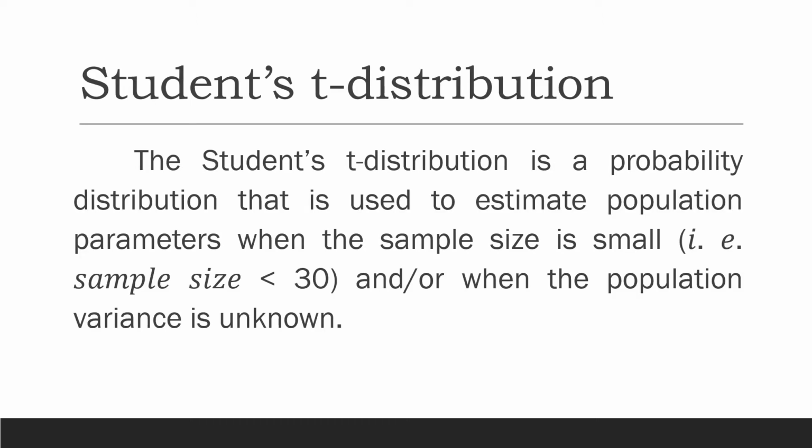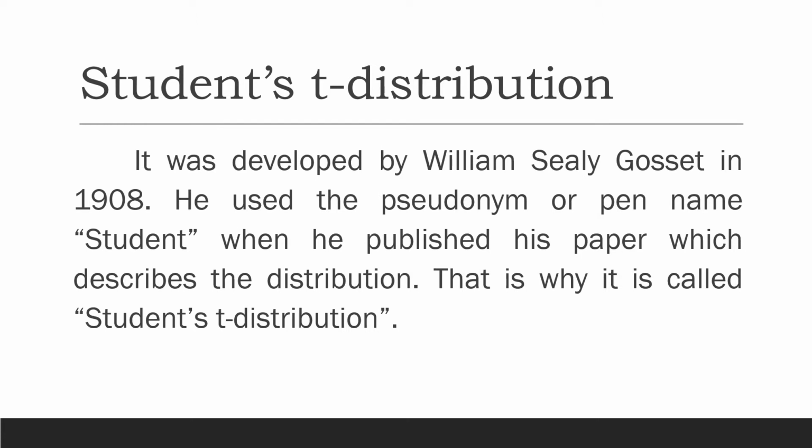So the Student's t-distribution is a continuous probability distribution, and it is used to estimate a population parameter when the sample size is small, meaning the sample size is less than 30, or when the population variance is unknown, which usually happens in real life situations. Student's t-distribution was developed by William S. Gosset in 1908. He used the pseudonym or pen name Student when he published his paper which described the distribution. That is why it is called Student's t-distribution.